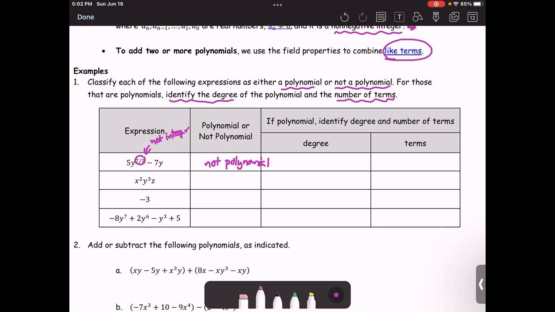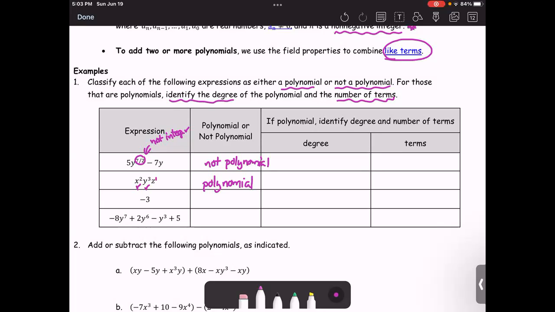The next expression, x squared times y to the third times z. This is one single term, consisting of the factor x to the second power. The power of x is a non-negative integer. The next factor is y raised to the power 3, which is another non-negative integer, and z, which is z raised to the power 1, or the first power, another non-negative integer. So this is a polynomial.